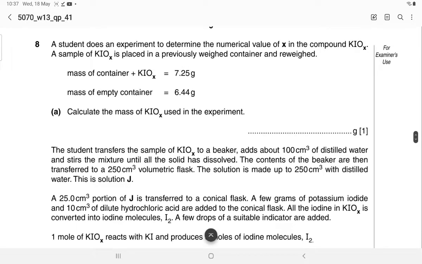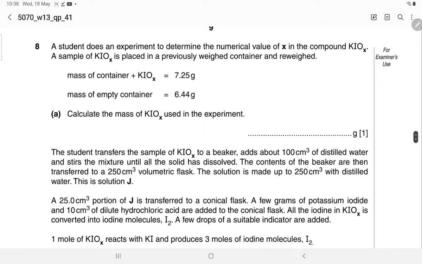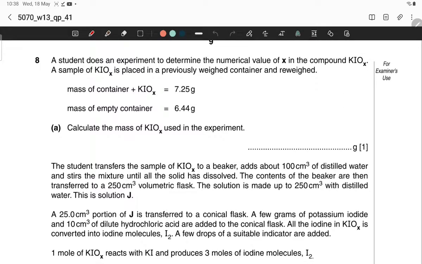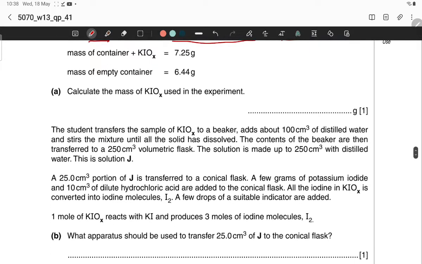In this video I will be solving another titration question. A student does an experiment to determine the numerical value of x in the compound KIO_x. A sample of KIO_x is placed in a previously weighed container and reweighed. The mass of the container plus KIO_x is 7.25 g. The mass of the empty container is 6.44 g. Calculate the mass of KIO_x used in this experiment.